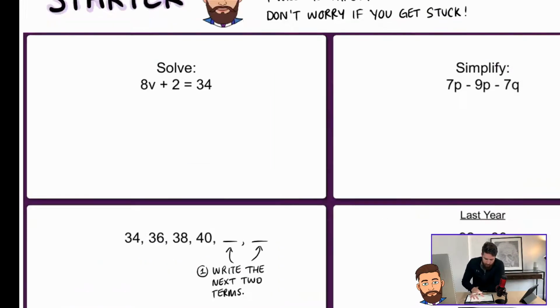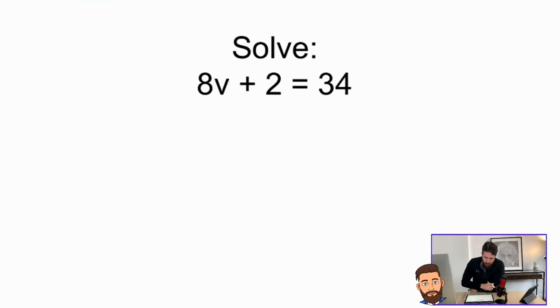If we look at the top left box first, this question is asking you to solve. Whenever you see a solve question, you instantly should be thinking, I need to get the unknown on its own. The unknown here is v. There are many different ways to lay out solving equations. I do it like this. If you've done it slightly different and got the same answer, that's absolutely fine.